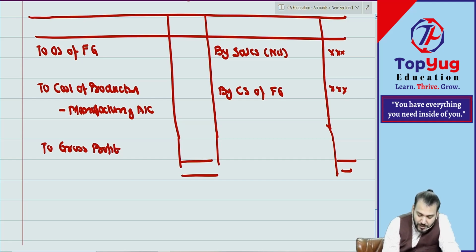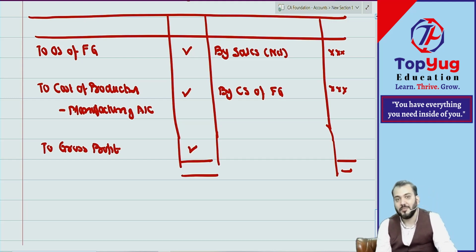Gross profit. Understood. I think only one change in this account, but what change? Instead of purchase, what is coming? Cost of production is coming. Correct. Instead of purchase, now cost of production will come. The balance remains same. After this, the PL account remains same. GP will be transferred and all indirect expenses will be debited. So only slight changes in trading account. Instead of purchase, cost of production is coming.